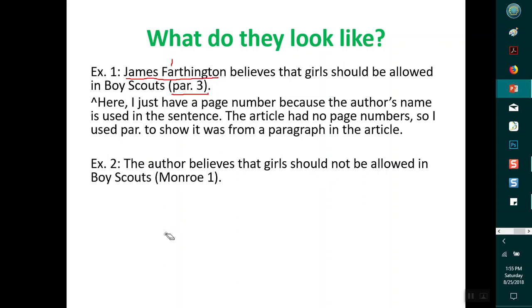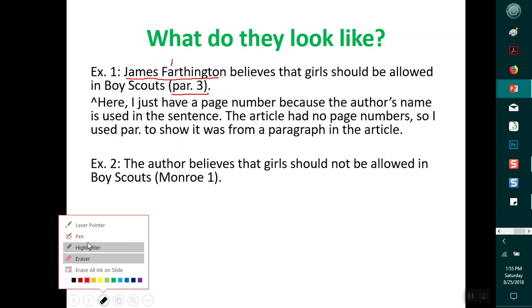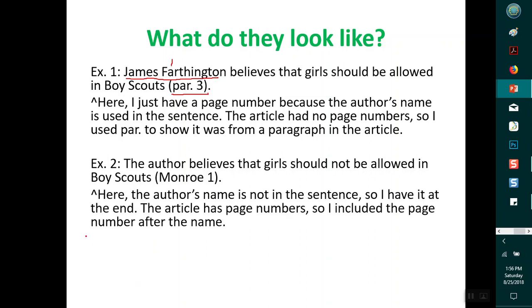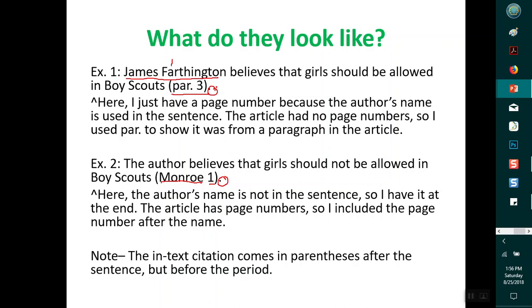Example 2. The author believes that girls should not be allowed in the Boy Scouts. This is from someone who has the last name of Monroe, and it was on the first page of his article. So since the author's name is not used in the sentence, I have included it at the end in the citation. Monroe and then 1. You notice in both places the period comes after the citation, so you're kind of treating it like it's part of the sentence.